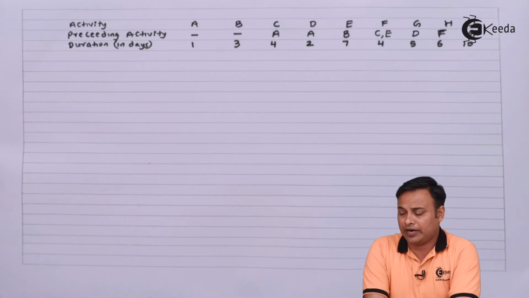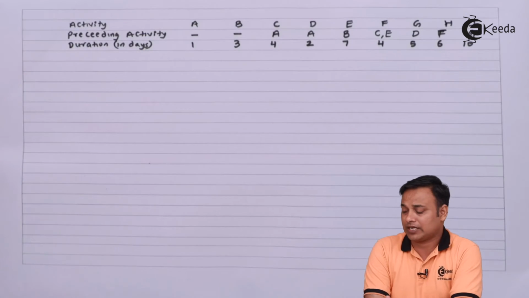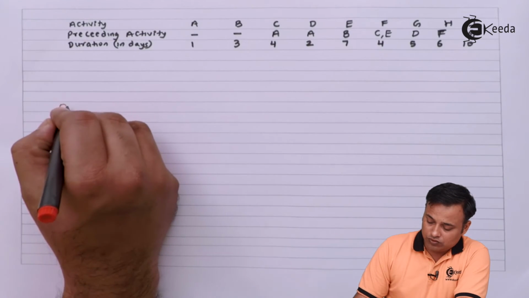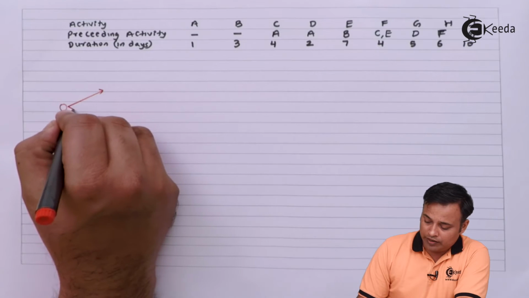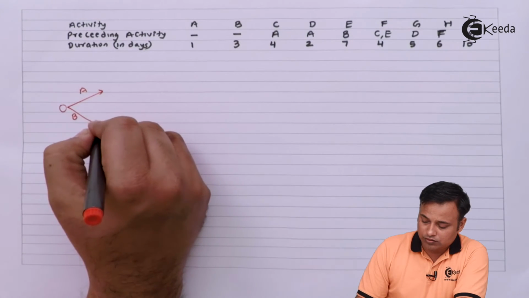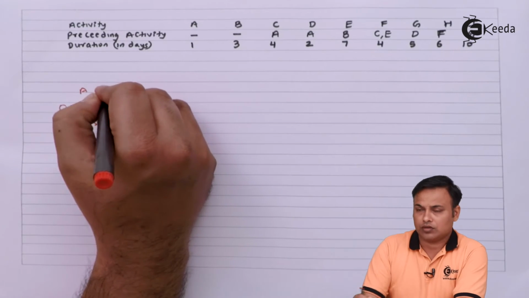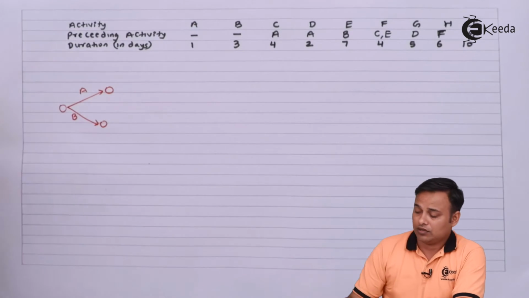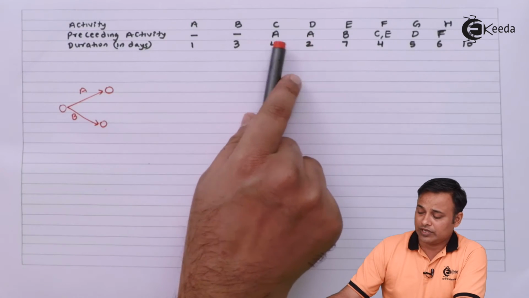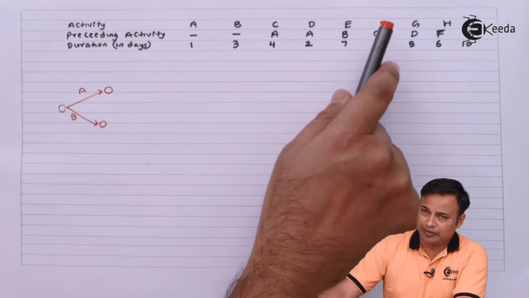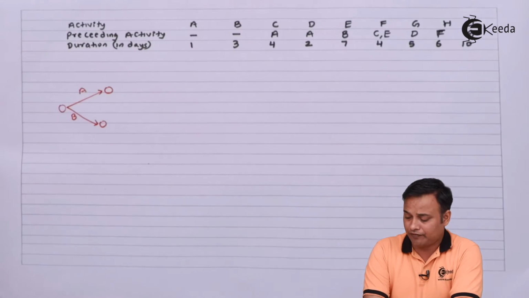So A और B के पहले dash है, मतलब A and B are my initial activities. After completion of A, I can start with C and D, और B के बाद मैं start करूंगा E, और मुझे C और E combine भी करना है, वहां से निकलेगा F.